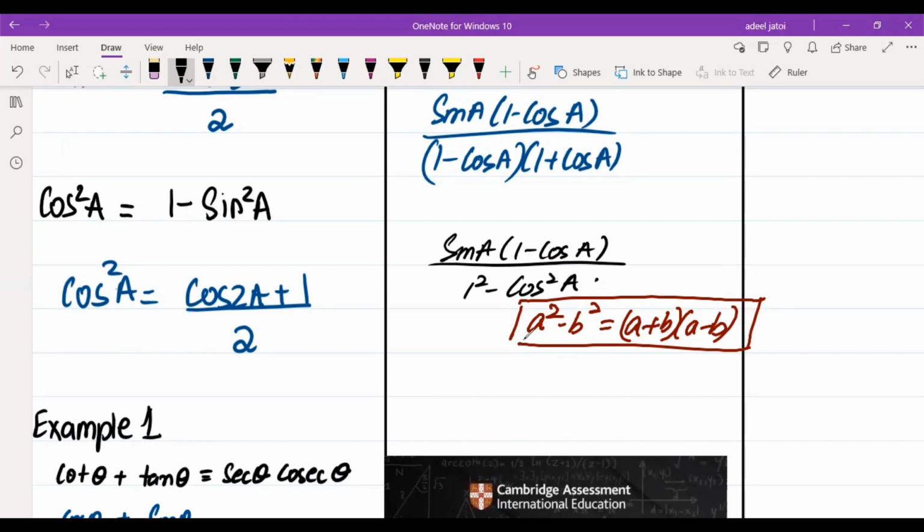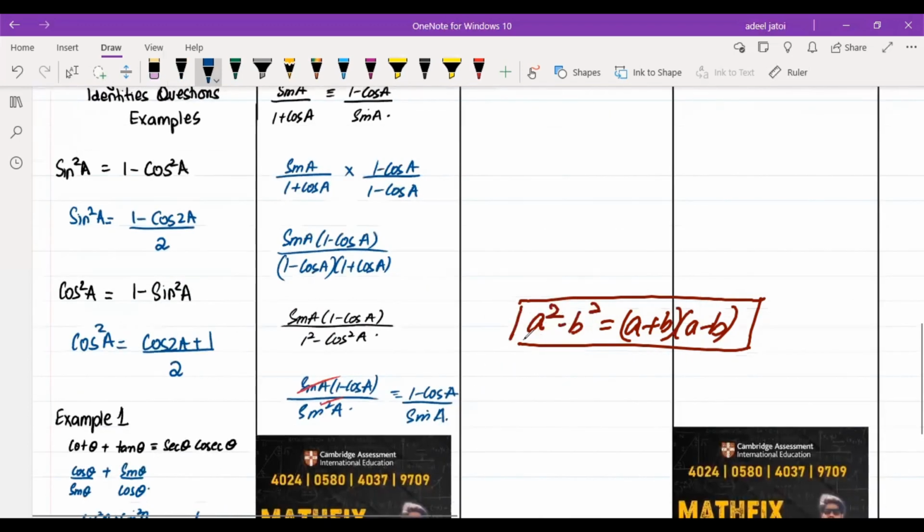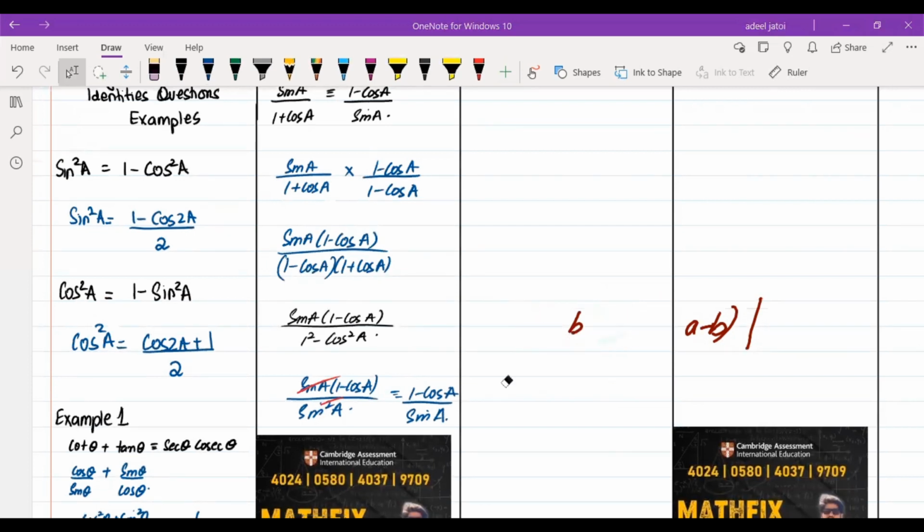Now 1 square minus cos square A is basically what? Is basically sine square A. So considering that sine A is cancelled, what are you left with? You're left with 1 minus cos A upon sine A. And this is what you had to prove in the earlier example. So remember that such an identity, A square minus B square, A plus B, A minus B, can be used.